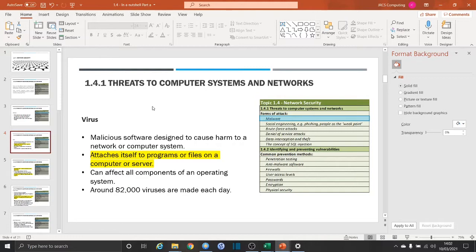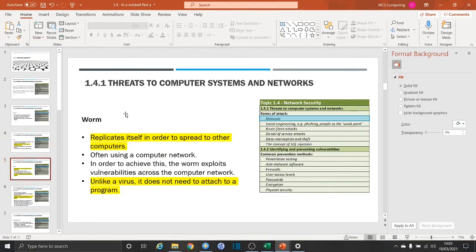So a computer virus attaches itself to an existing program or file. It will infect one file or program, and then it will infect another one, another one, another one. So it spreads by infecting files and programs. Hopefully that file or program is then sent to someone else, and then that one will infect more and more. There are about 82,000 viruses made a day for various reasons. So the main point here is that a virus needs a program or a file to attach itself to.